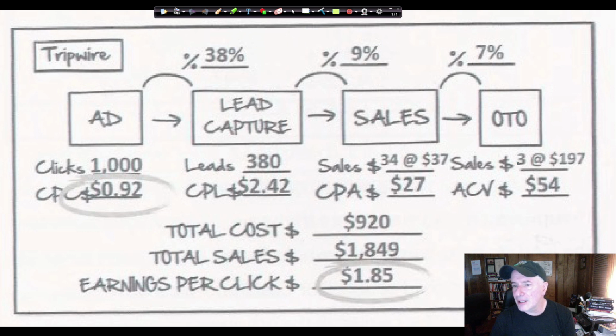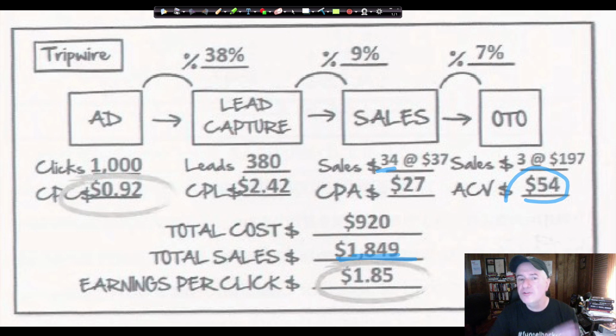So you have a conversion rate of 7%, which is saying out of 34 is about 3 for your upsell, which is $197, which gives you your cart value of $54. So how is this $54 calculated? Well, that's calculated by taking the total sales, 1849, and dividing it by the total number of sales, which gives you 54.